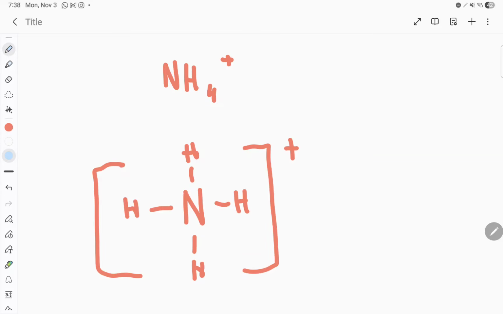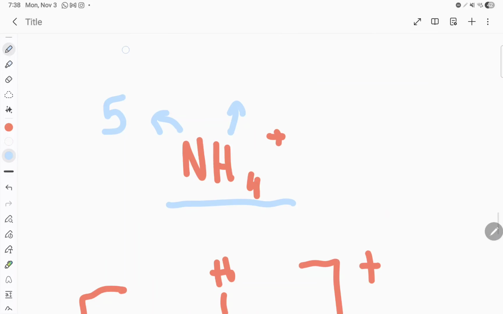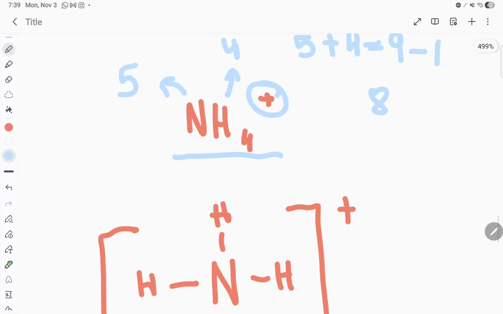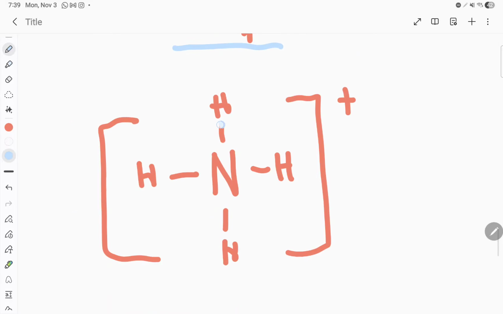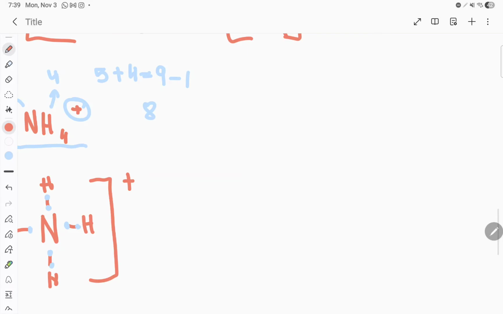Now I'm gonna change the color, and we need to count. First of all, you need to look at NH4, the molecule. N is in group 5, so you put 5. H is in group 1, but there is 4 of it, so it is 4. Here you add them. 5 plus 4 is 9. But here you have a plus, so you subtract 1, so you get 8. So now you need only 8 electrons to be in this figure. Here you have 1 electron, 2 electrons, 3 electrons, 4 electrons, 5, 6, 7, 8. And that is correct. Let's move on to a different example.